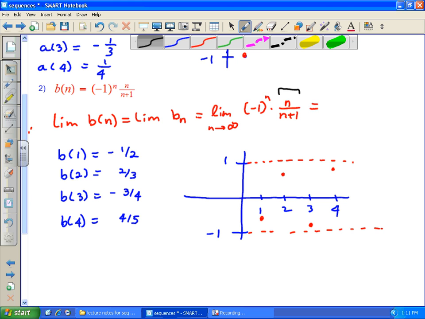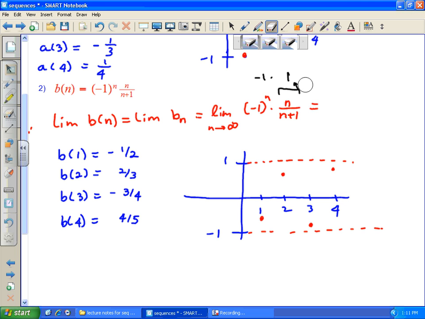-1 to the n means it's going to sometimes be multiplied by -1, sometimes by +1. So you see it's trying to go to two places. Because this part is trying to go to 1, and the first part is going to multiply by -1 sometimes, and sometimes by +1. So it's going to try to take it in this direction and that direction, so the limit doesn't exist.